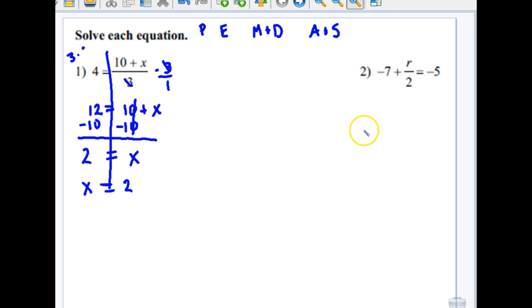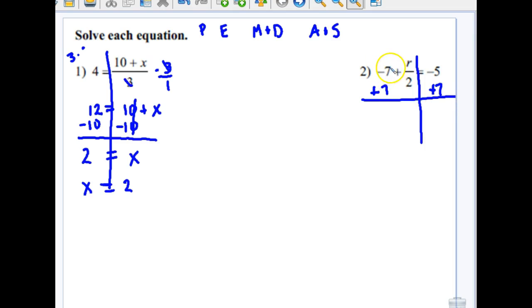Let's do one more. This time, I have this guy out here that I need to do first. I don't touch my variable until I eliminate everything else. Okay? So two-step equation. I have to do two steps. This time I need to move this 7 before I touch my variable. So it says negative 7. What's the opposite of negative 7? So I need to do what to both sides? Add 7 to both sides.